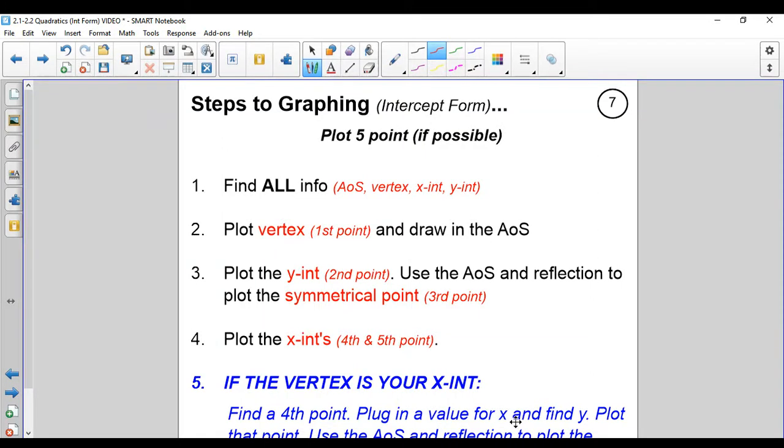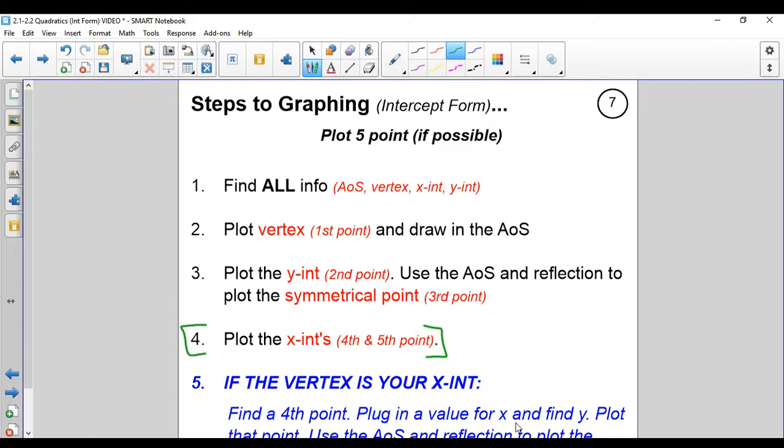Now we're graphing. Once the information's found, this one should actually be a little bit easier to graph than everything else. You shouldn't have to worry too often about finding an extra point, because notice in step 4, our x-intercepts could and should be a lot of the time our 4th and 5th point. All right, so we'll still plot the vertex, y-intercept, x-intercepts. That should give you about 5 points, hopefully.